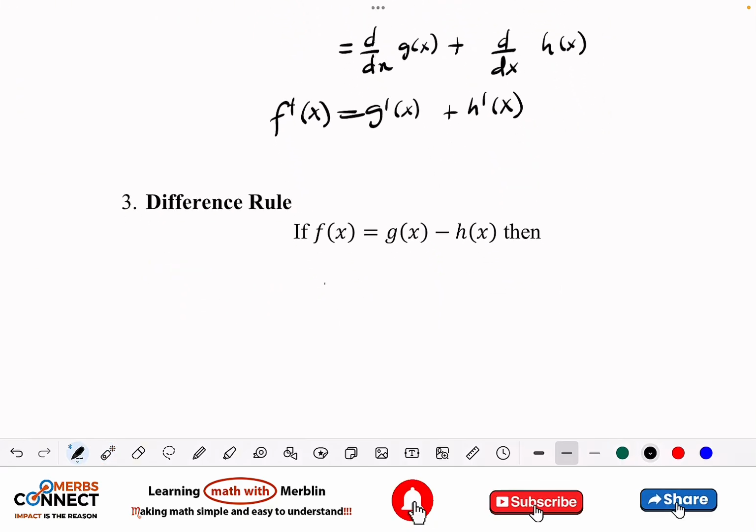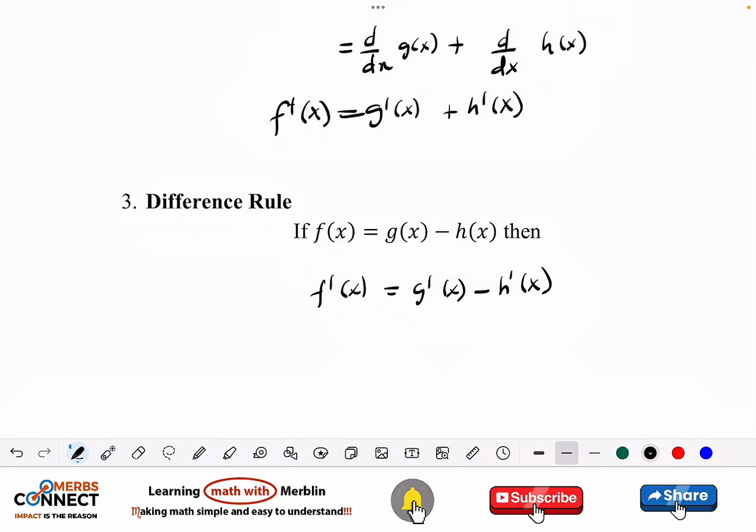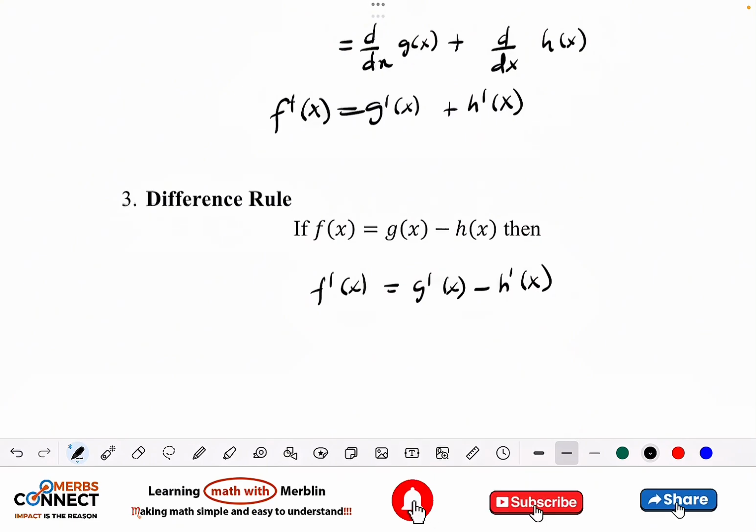Let's look at the difference. So the difference is going to be f prime of x is equal to g prime of x minus h prime of x. Don't forget, we have trial questions also here.